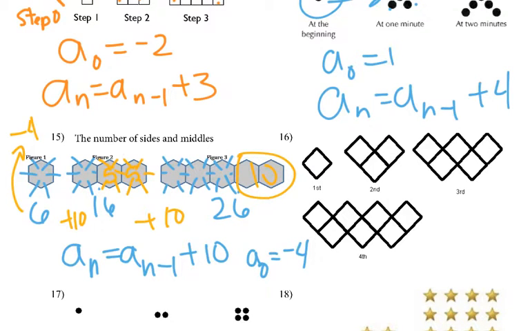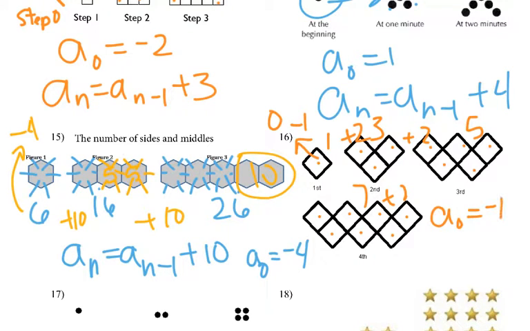Okay, number 16, we start with 1 box, then 3, then 5, then 7. So pretty easy to see we're adding 2 each time. So going back to the 0 term, we would have 1 minus 2 would give us -1. So a sub 0 equals -1. A sub n equals a sub n minus 1 plus 2.